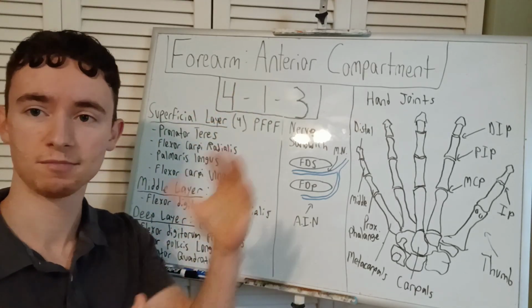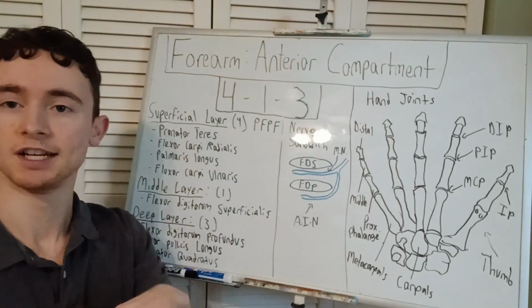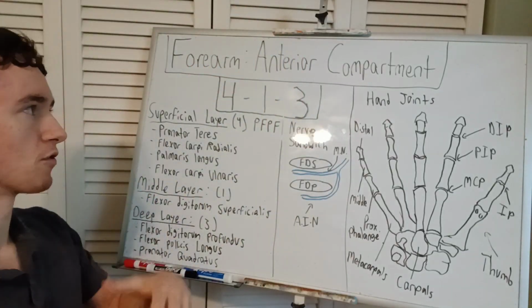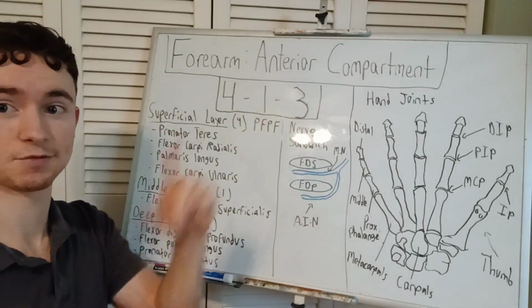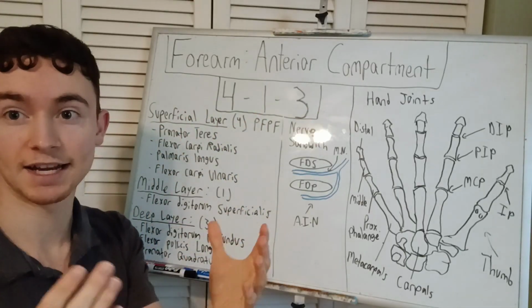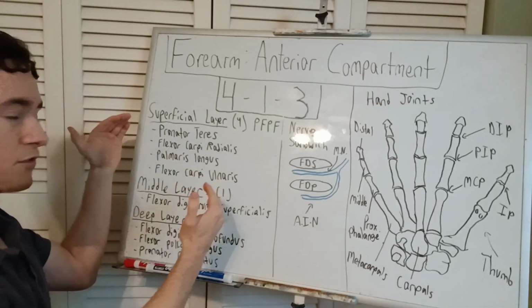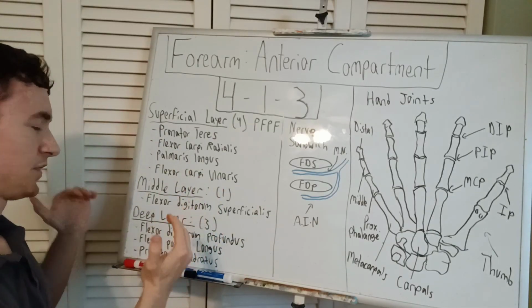There's two compartments of the forearm, anterior and posterior, with respect to anatomic position. So we'll go over the front. The way I remember this is the numbers 4, 1, 3. That's why it's big and bolded here. There's 3 layers to the anterior compartment. There's the superficial layer, the middle layer, and the deep layer.